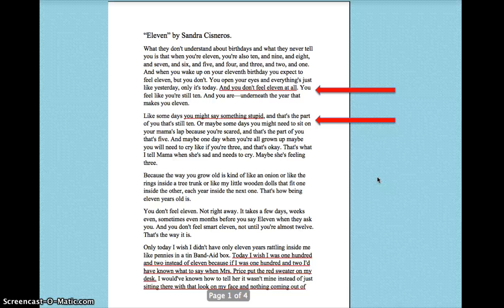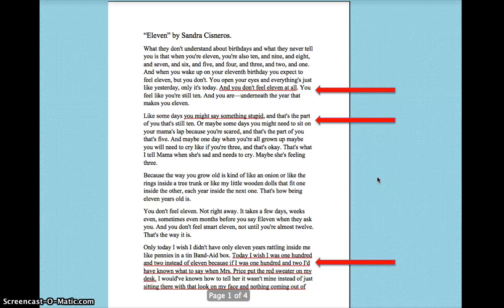On the other hand, maybe she's just having Rachel teach us something: that sometimes you do say something stupid, and that's okay, because that's the part of you that's still 10 and you're still learning how to be a stronger, more mature person. Either way, I think this is a pretty good detail.